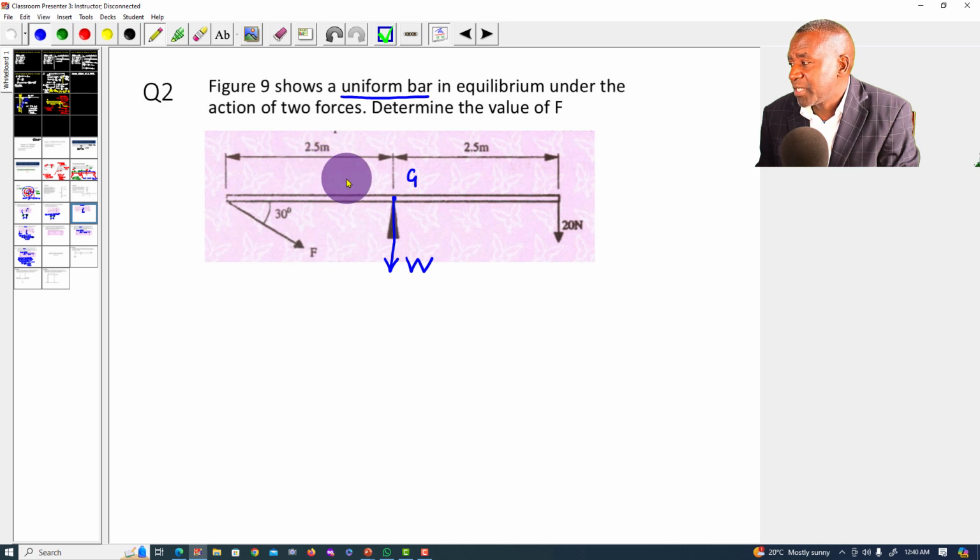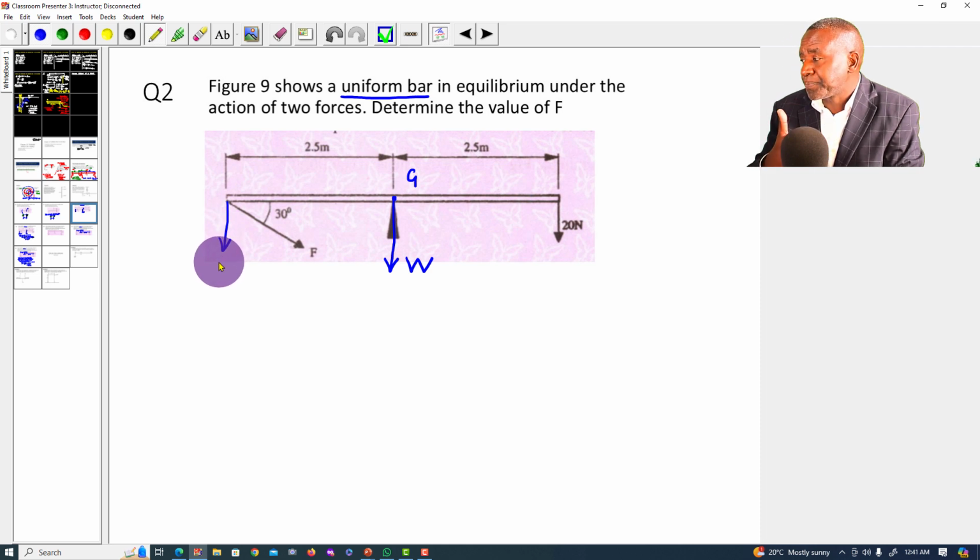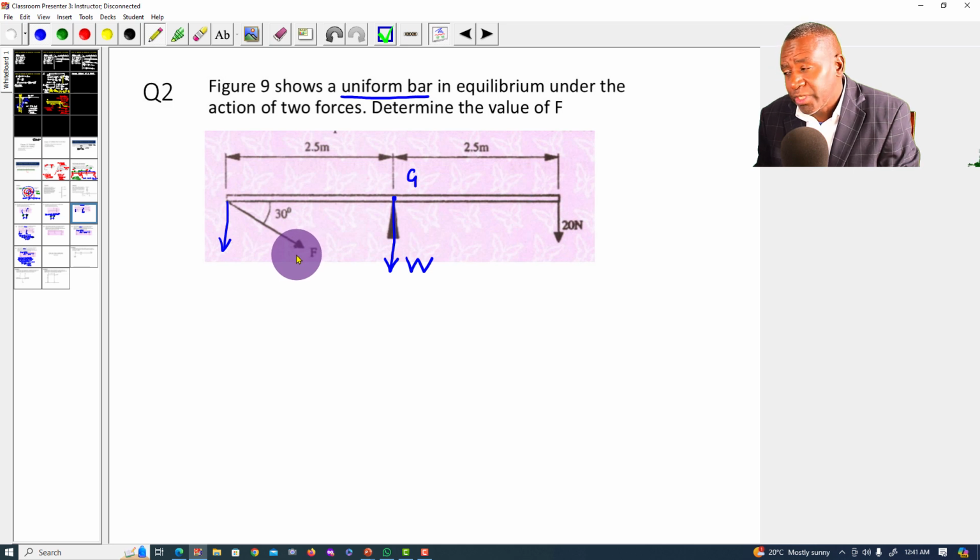When you're taking moments about a given point, you make sure that the force and the distance make 90 degrees. So the best thing to do is to try and resolve this force. We find its effect in this direction. If we find its effect in this direction, then the force that we are considering will be perpendicular to the distance. So how best do we do that?